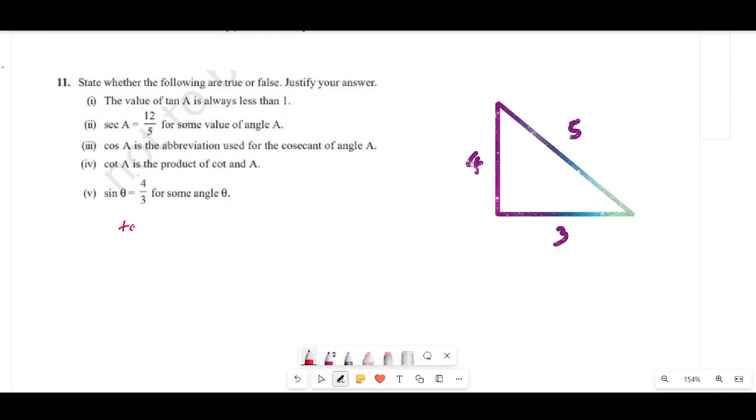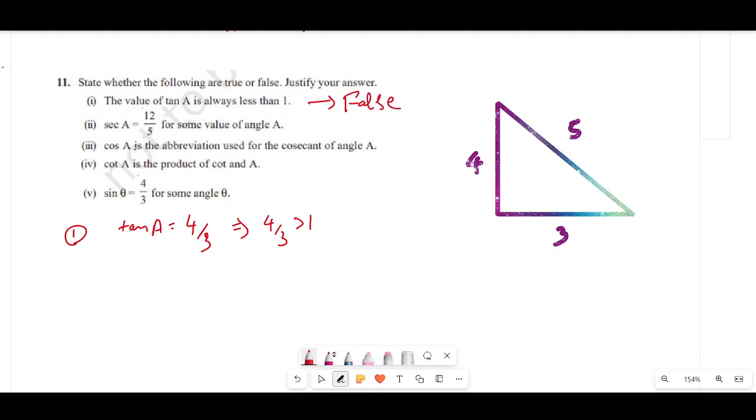But here, tan A, for the first question, tan A equal to 4 by 3. Then this 4 by 3 is greater than 1. So the first point is false. Then we can say that the first point is false.